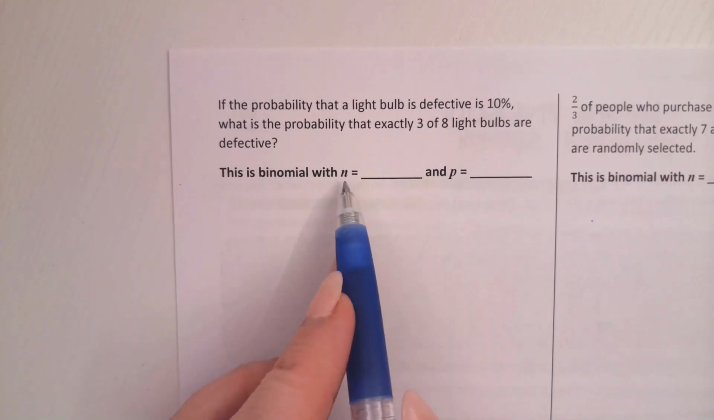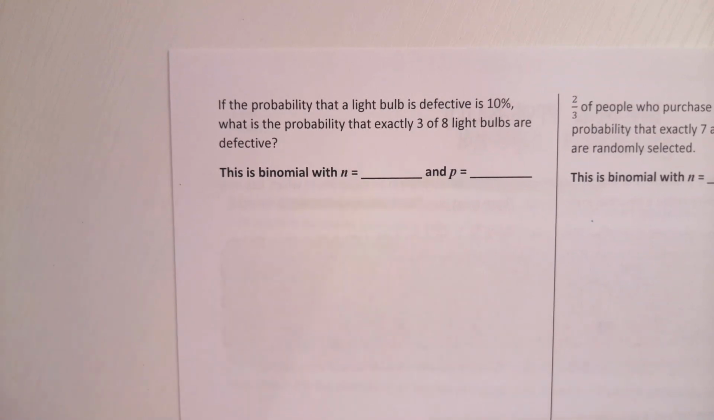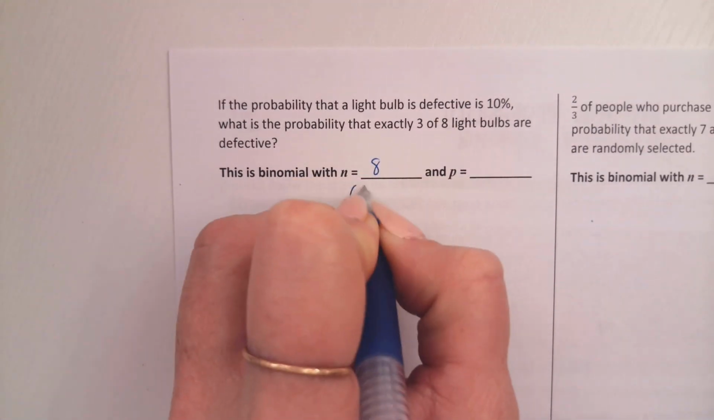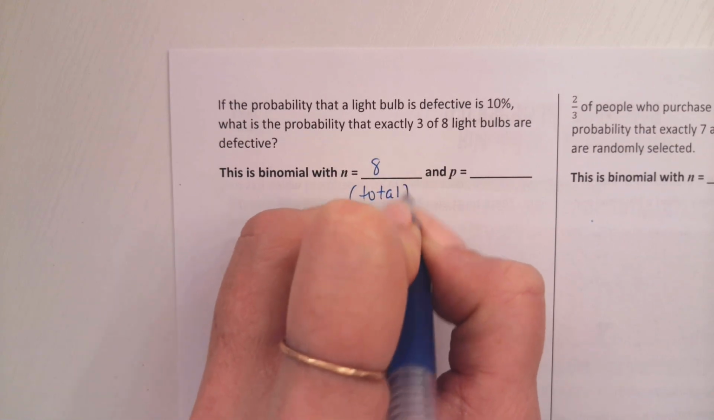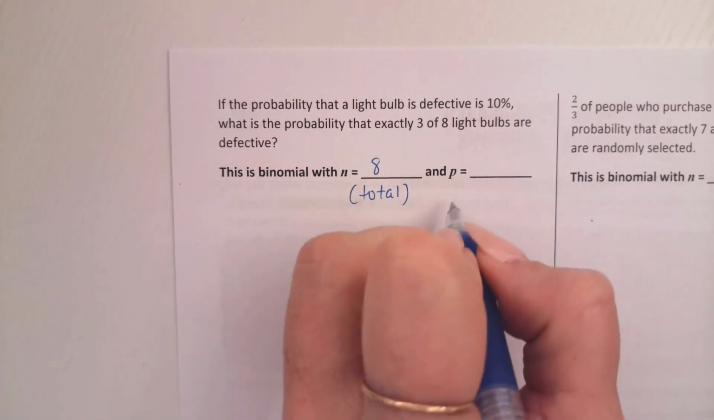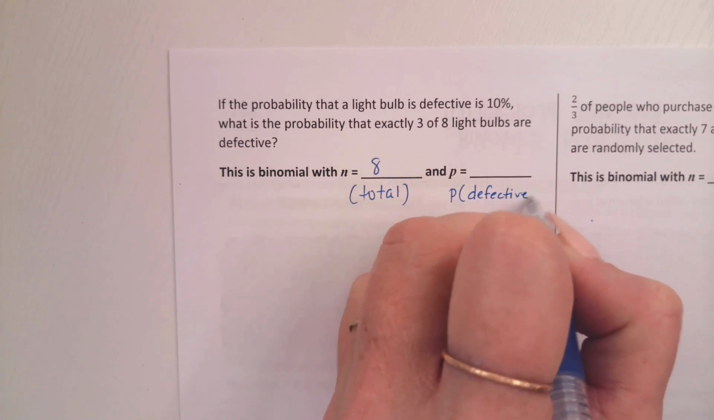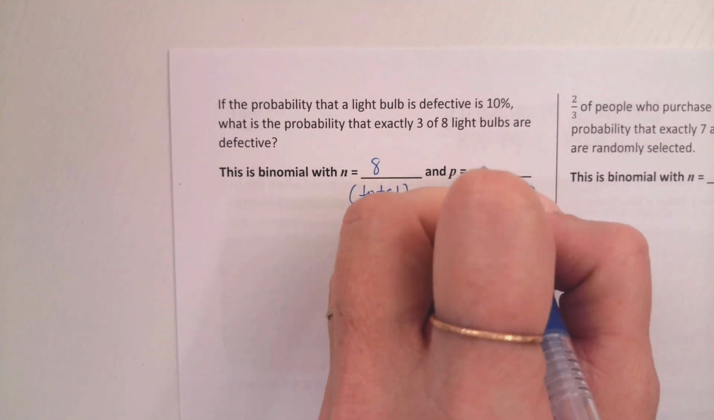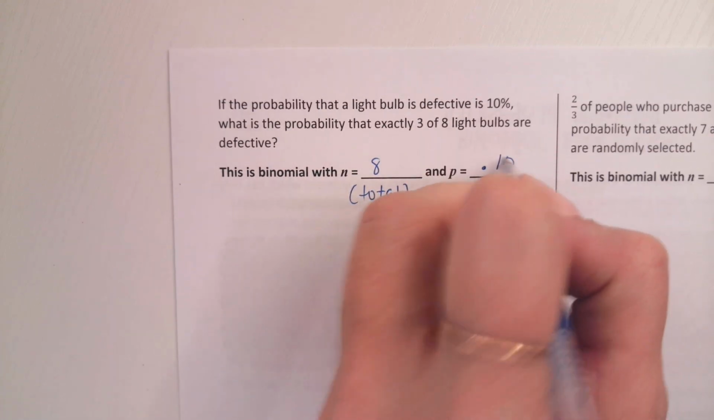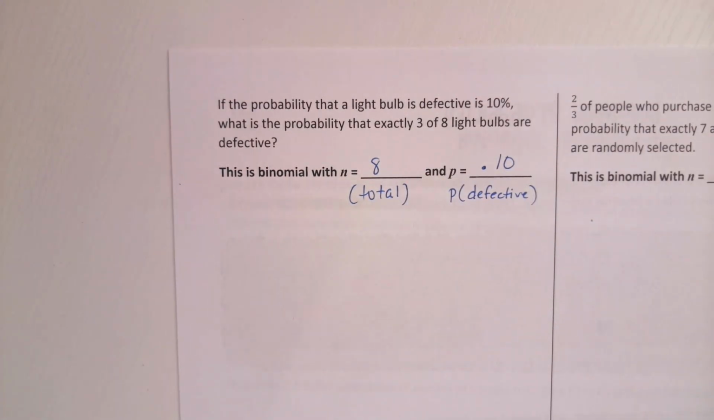Okay, starting with how many total trials we're going to have. Eight. Very good. And then the probability is going to be the probability of getting a defective one, which should be 10%, which is 0.10, 0.1, however you want to write it. Feels weird to just write 0.1. I feel like I need more.